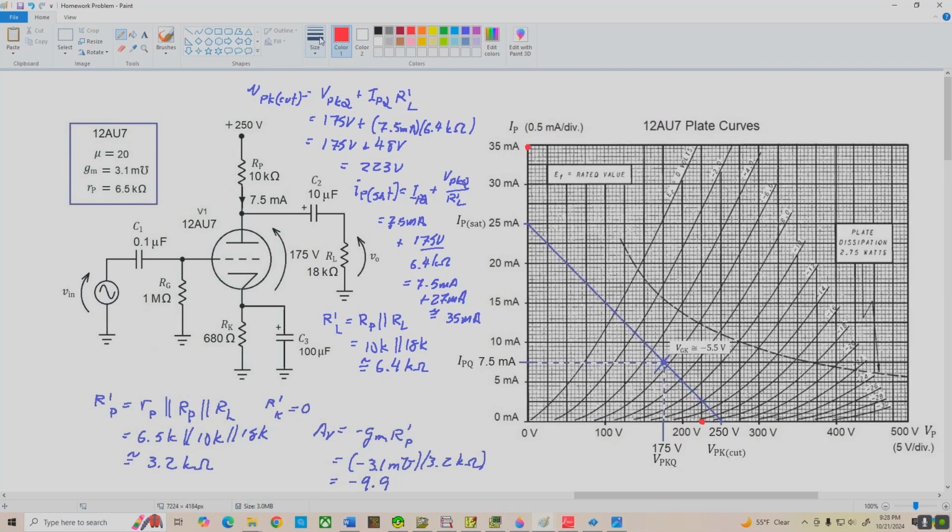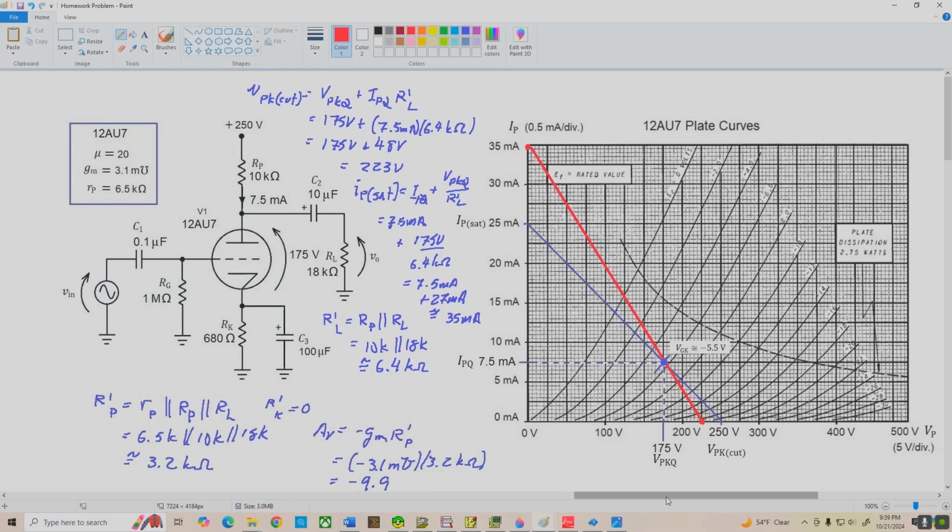Now let's connect these up with a straight line, and if we did everything just right, the AC load line should go right through the Q point, and it does. So there we go. There's our AC load line.